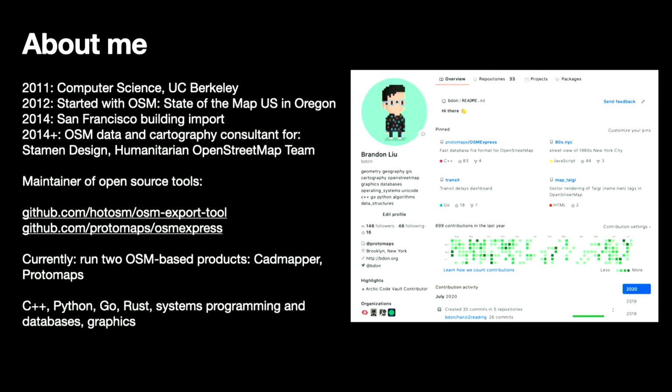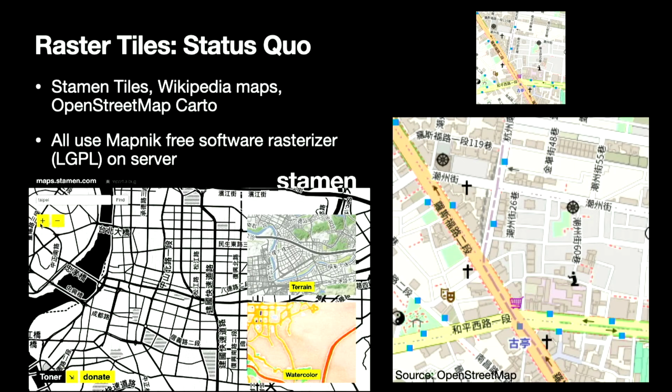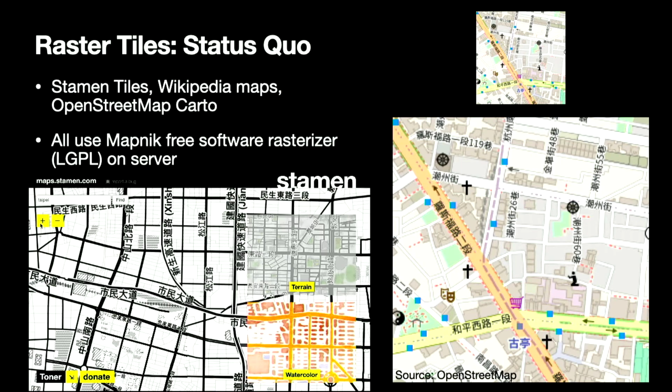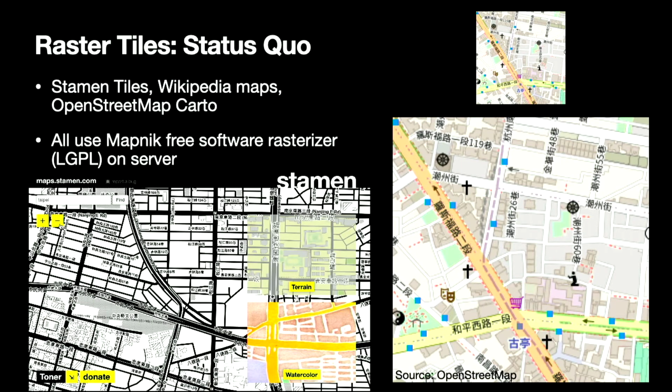And we're going to talk about, first, raster tiles. We've heard a bit about those today, such as the ones online by Stamen, Wikipedia maps, and the main OSM style, which is called OSM Carto. These are all raster based, so they have an image at a fixed size that cannot be rescaled losslessly. So if you zoom in real quickly, it'll get blurry because it's just like a PNG or JPEG image. And these all happen to use the Mapnik free software rasterizer to generate the images on the server.